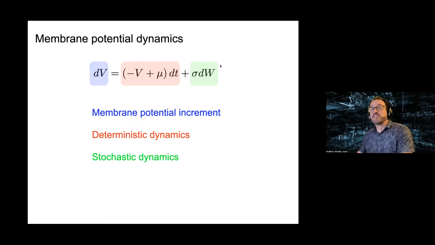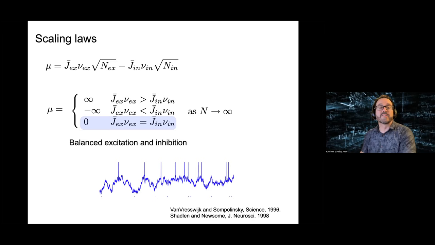There's no mu, the activity is completely going to be driven by noise, right? And that is the balanced state. That is what's called a balanced state. It gives you very regular activity.